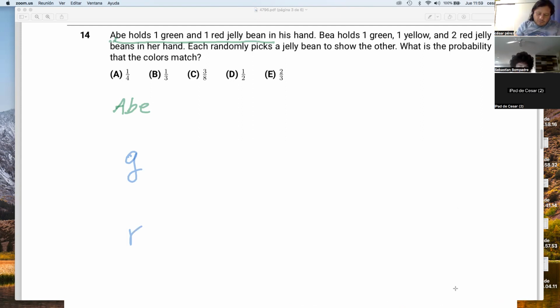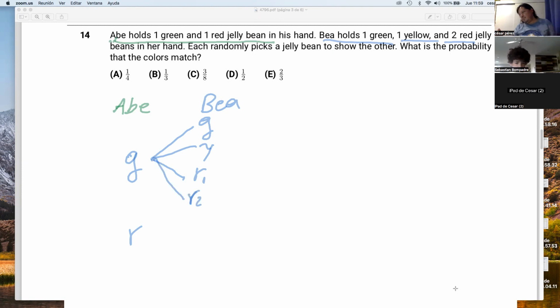Now we are going to write Bia. Bia can hold one green or one yellow or two red. So red one or red two, because he can take any one of the two red. Now we have here green, yellow, red one, or red two. So in how many cases do they match? They have colors that match.